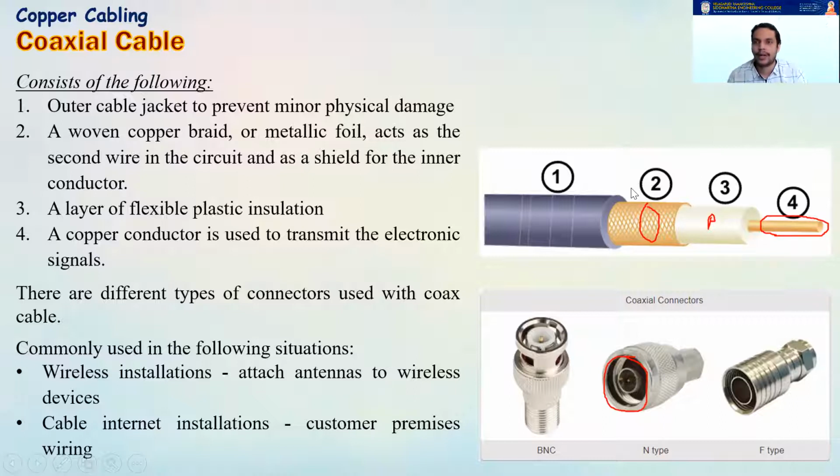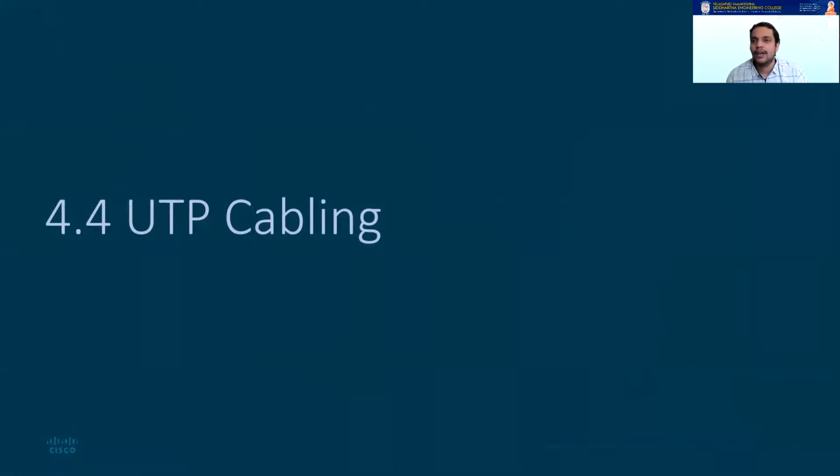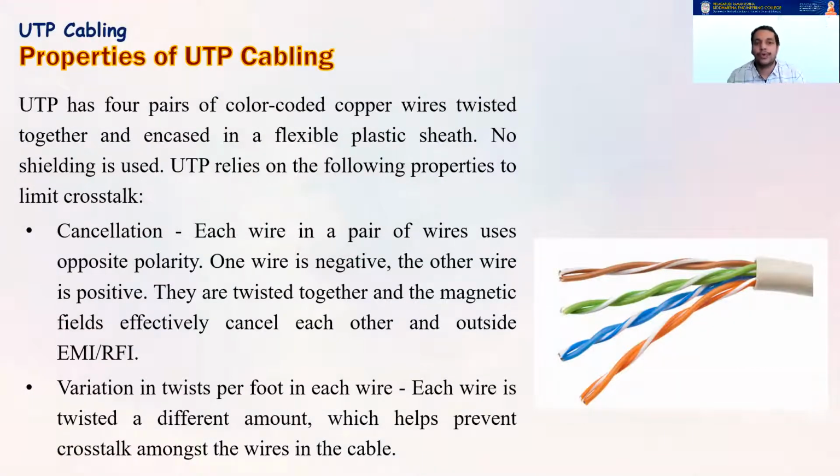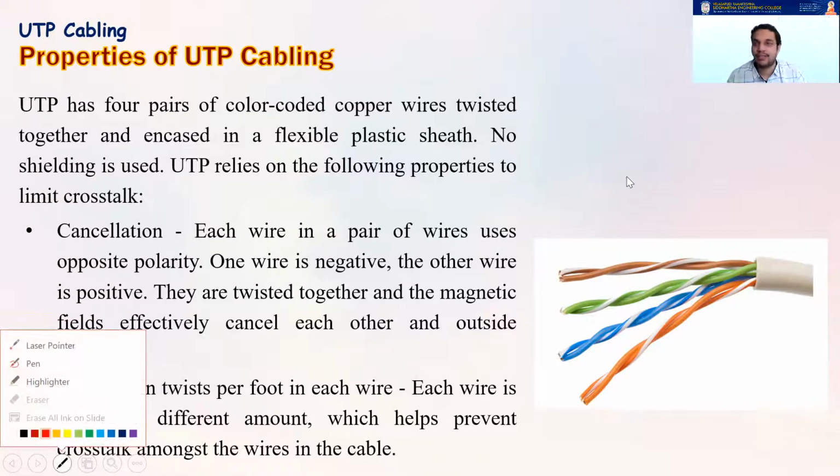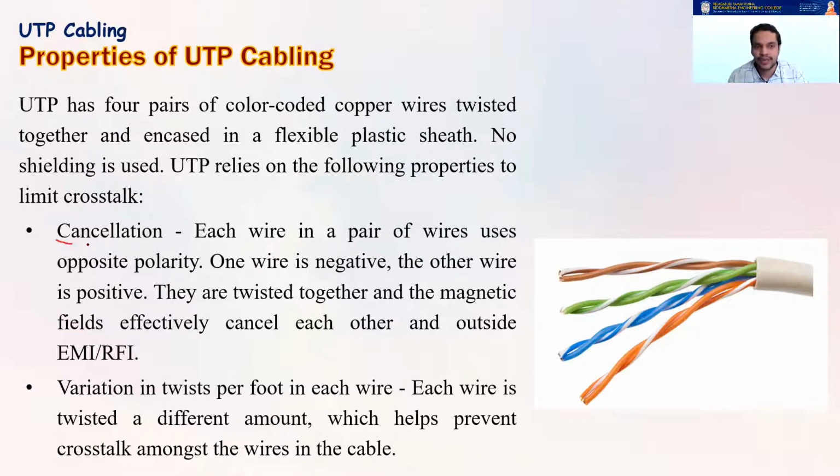Of the three copper cablings that we use, UTP is the most widely used one because of its inexpensive and reliable nature. As I said, UTP has 4 pairs of color coded copper wires twisted together, and on top of it you find a plastic sheet. The reason is the cancellation property. Each wire in a pair uses the opposite polarity: one wire is negative and the other is positive. They are twisted together, and the magnetic fields effectively cancel each other and also the outside EMI and RFI.